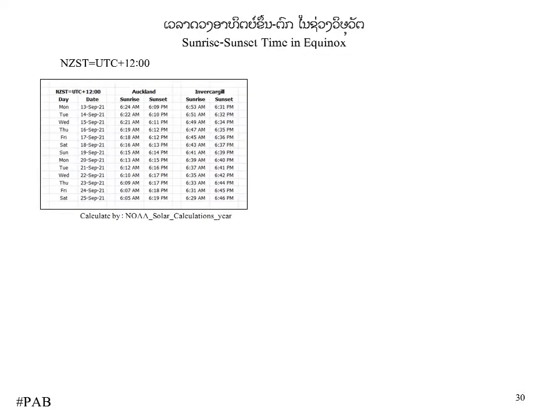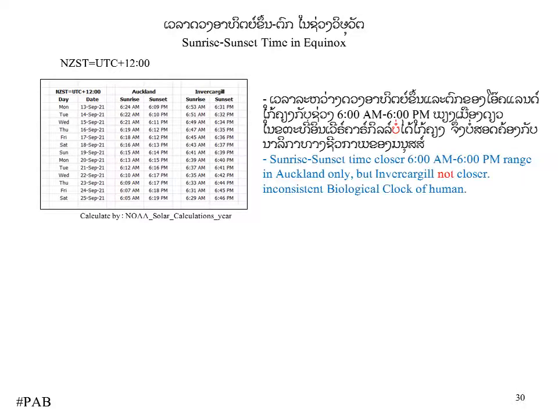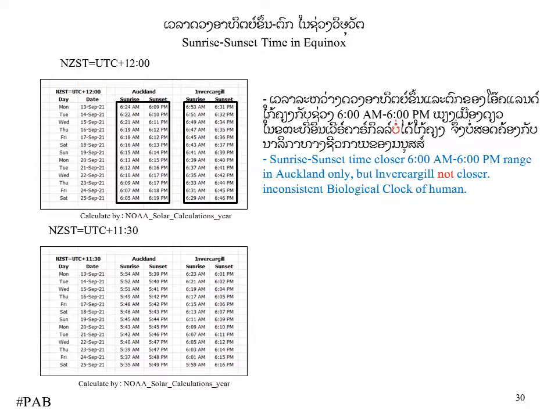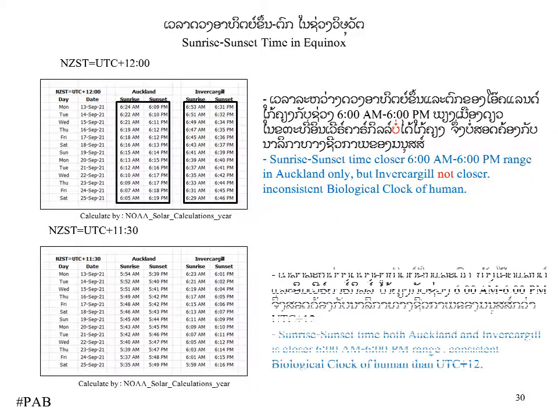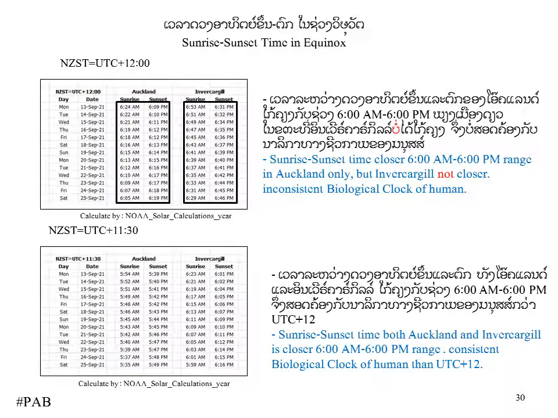Sunrise and sunset time at the equinox. With UTC plus 12 hours, sunrise and sunset time is closer to the 6 a.m. and 6 p.m. range in Auckland only, but in Invercargill it is not closer, which is inconsistent with the human biological clock. With UTC plus 11 hours 30 minutes, sunrise and sunset time in both Auckland and Invercargill is closer to the 6 a.m. and 6 p.m. range, which is more consistent with the human biological clock than UTC plus 12 hours.